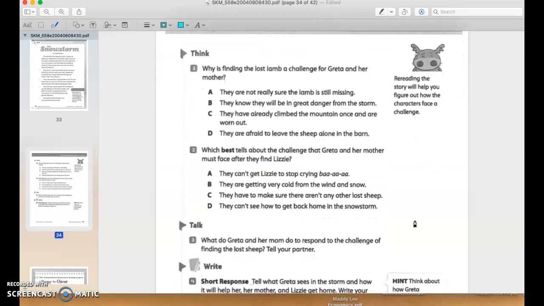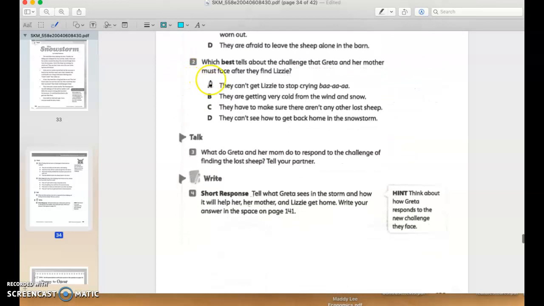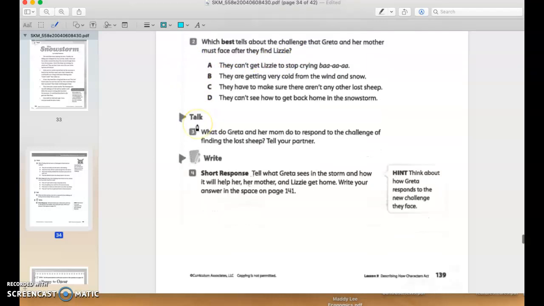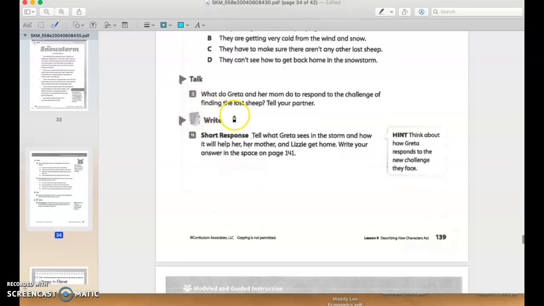Go ahead and pause your video so that you can read that passage and then push play whenever you're ready to continue. Then you come to the think portion of the video. Why is finding a lost lamb a challenge for Greta and her mother? Go back into the story and find the correct answers. Then number 2, which best tells about the challenge that Greta and her mother must face after they find Lizzie? Number 3, talk. What do Greta and her mother do to respond to the challenge of finding the lost sheep?